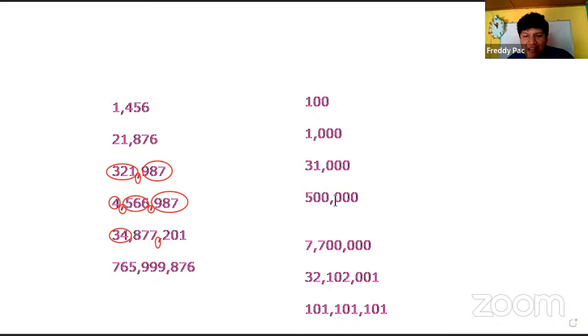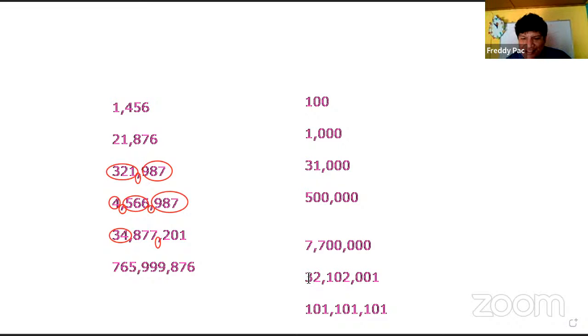What about this one? 502,000. And that's it, 500,000. Why? Because this is 500, this is 1,000, and the zeros, nothing. What about this one? 7 million? 700,000. 1,000. And nothing. Right.